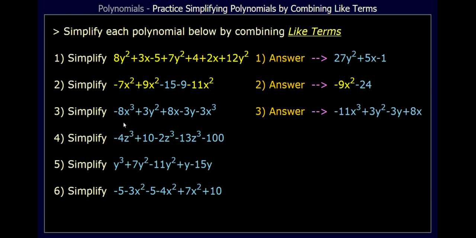Well, we got some x cubes here. So I have minus 8, and minus 3 is minus 11. That looks okay. I got 3y squared. 3y squared, he's there. 3y, he doesn't have a buddy. He stays there, and the 8x don't have a buddy, so that's it. I just copy them over there. Okay. Let's try the next one.